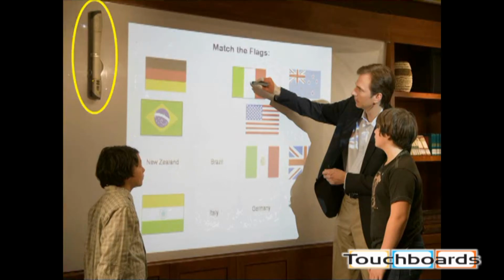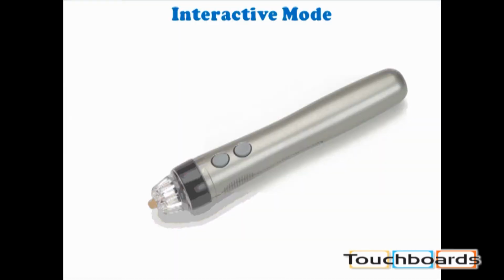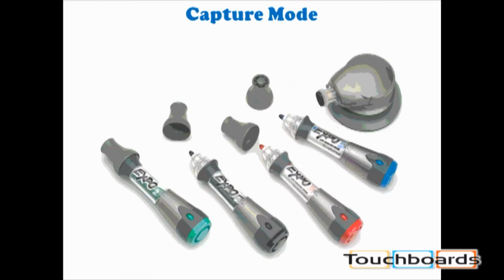Your Mimio bar is placed outside of this projection, and you are using the Mimio mouse to interact with your computer at the board. It is important to distinguish between the two different hardware. When in interactive mode, you should be using the Mimio mouse. When in capture mode, which we will talk about in another video, you should be using real Expo markers.